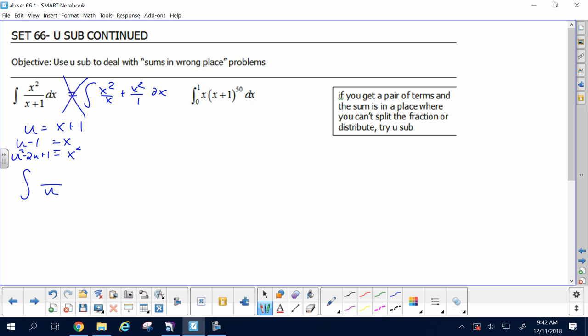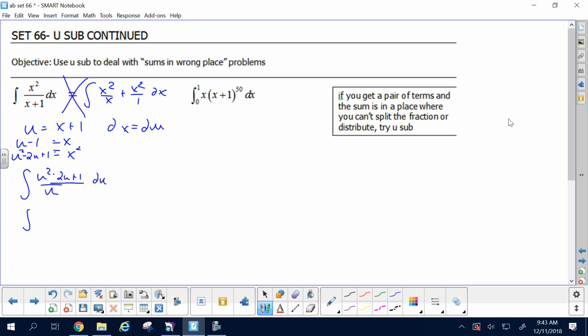The only other thing we also need is dx. dx is straight up du. So in the substitution, the denominator becomes u. The numerator becomes u squared minus 2u plus 1. And the dx is du. Now, we still have a fraction with the sum. But now the sum is in the numerator. So now can we split it up? Yes, that can be split.